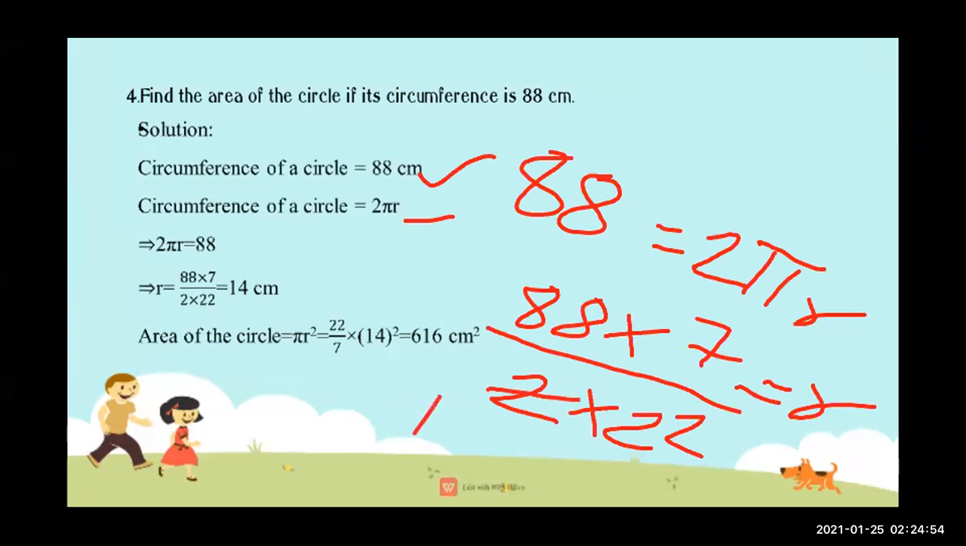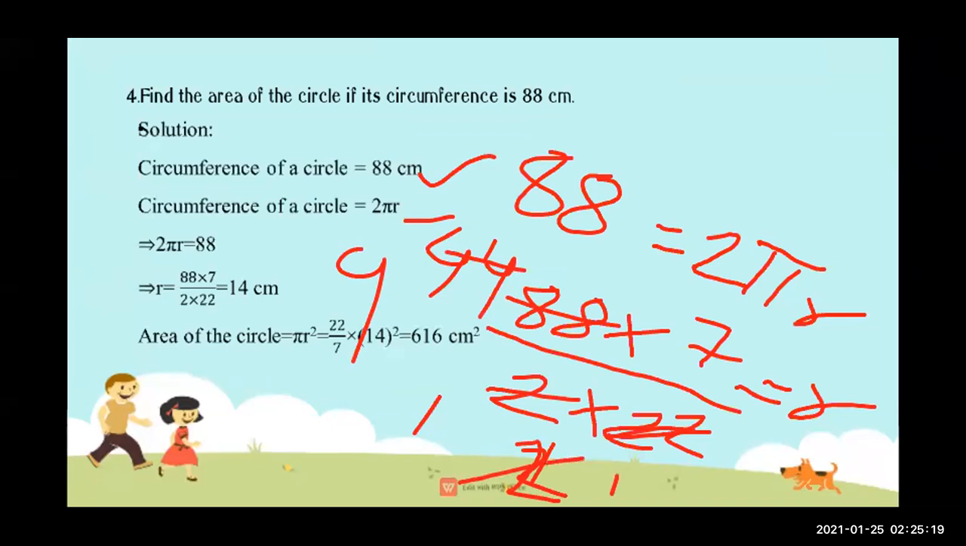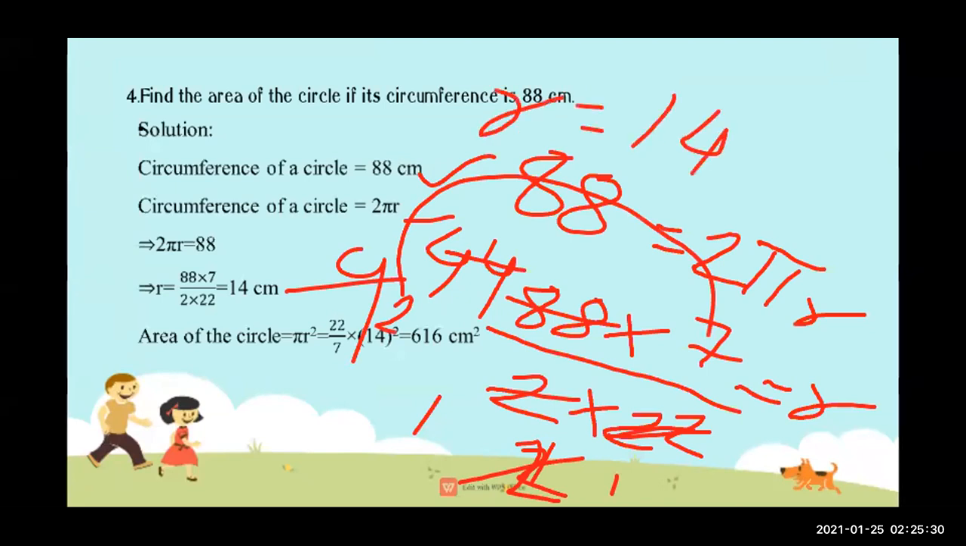2 ones are 2. 2 fours are 8. We can take the 11 table also, or we can take the 2 table also. So I am taking 11 ones are 11, 11 twos are 22, and 11 fours are 44. Now once again 2 ones are 2, 2 twos are 4. Now what is remaining? 2 and 7. Now 2 sevens is 14. So R we got is 14 centimeter.